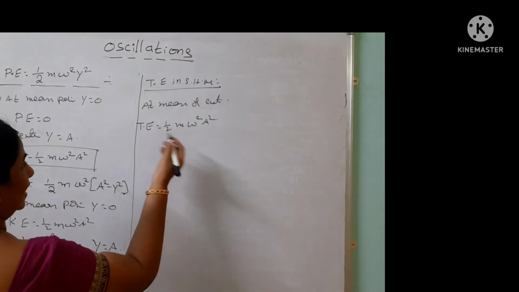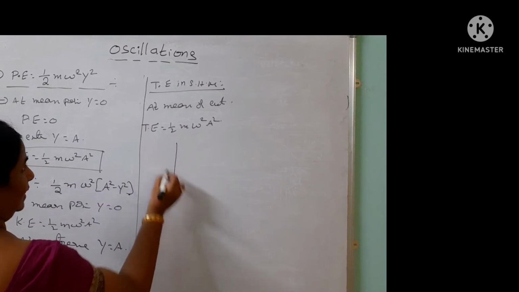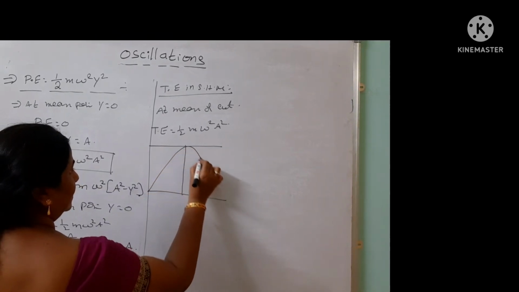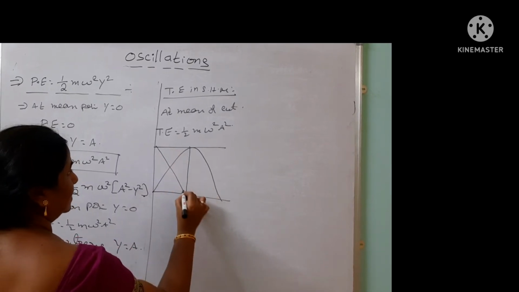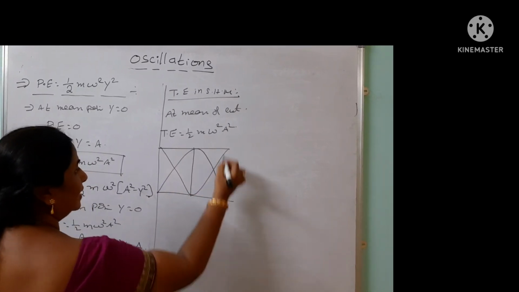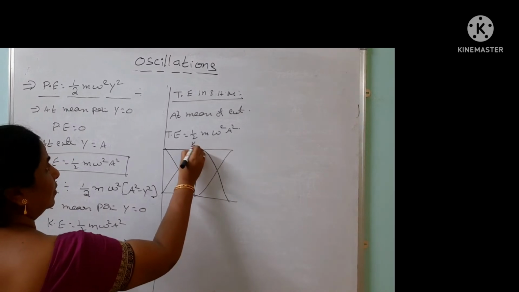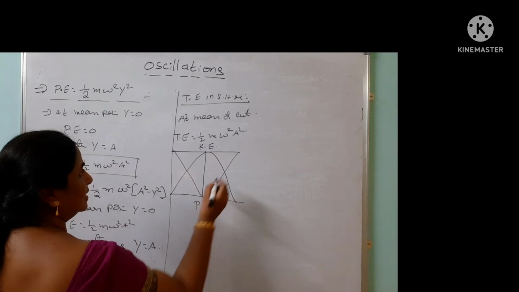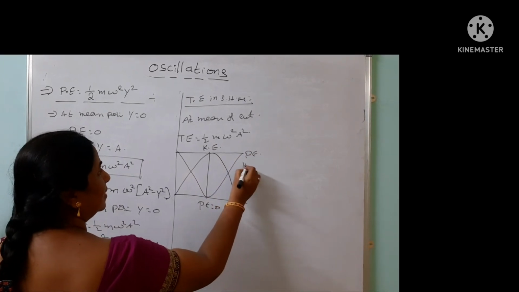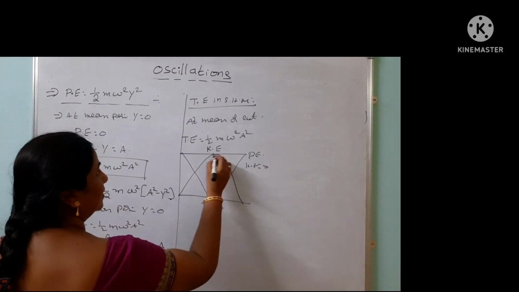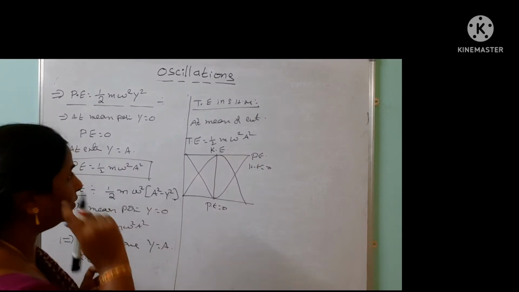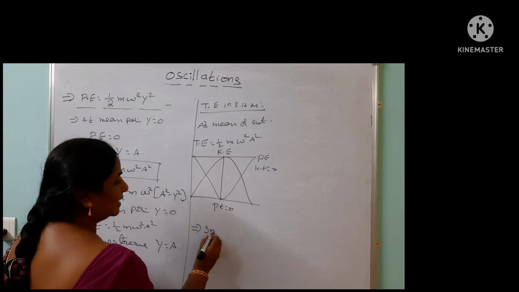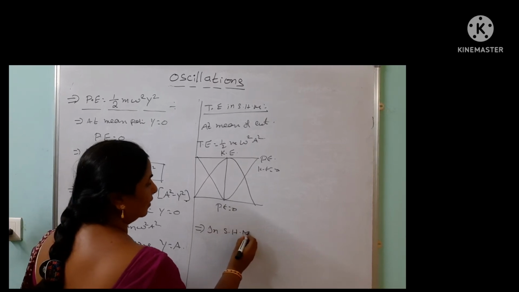When we are drawing the graphs, look here, the graph is like this. This is at mean position and these two are the extreme positions here. Here total energy is in terms of kinetic energy, here potential energy equals 0. Here potential energy is there, but here kinetic energy equals 0. So this is the graph belonging to total energy in simple harmonic motion. And I want to say that in SHM, a few graphs we are going to discuss.